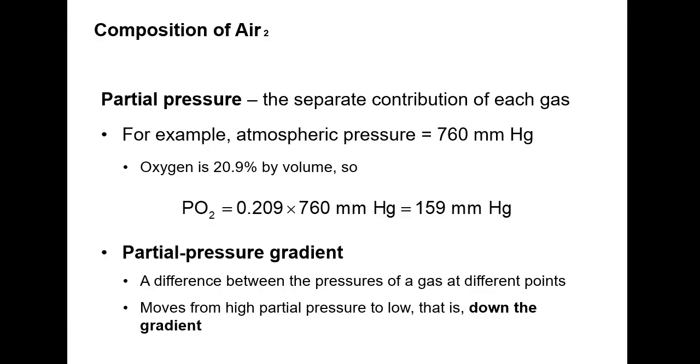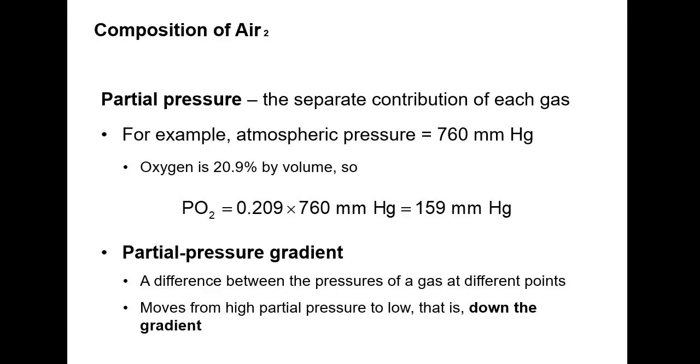If we wanted to calculate the partial pressure of oxygen specifically in the air, we could say that oxygen is about 20.9% by volume of the air. You can convert that into a decimal, 0.209, and then multiply that times the total atmospheric pressure, which is generally about 760 millimeters of mercury. You end up with about 159 millimeters of mercury. That's the partial pressure of oxygen in the air. You will see that the partial pressure of oxygen in the blood is a little bit different. It's going to be lower than that.